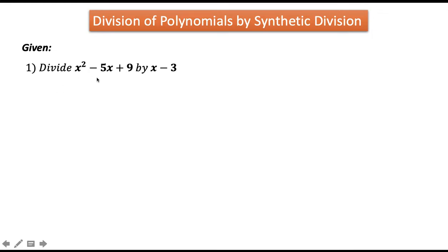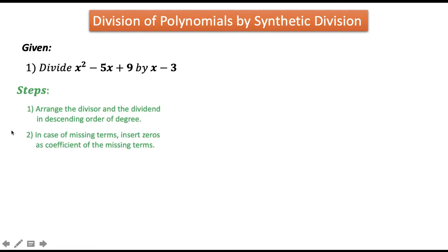Divide x squared minus 5x plus 9 by x minus 3 using synthetic division. So first, we're going to set up our given by using these steps. Arrange the divisor and the dividend in descending order of degree. Since our given is already arranged in descending order, notice that their exponents are arranged in decreasing order.